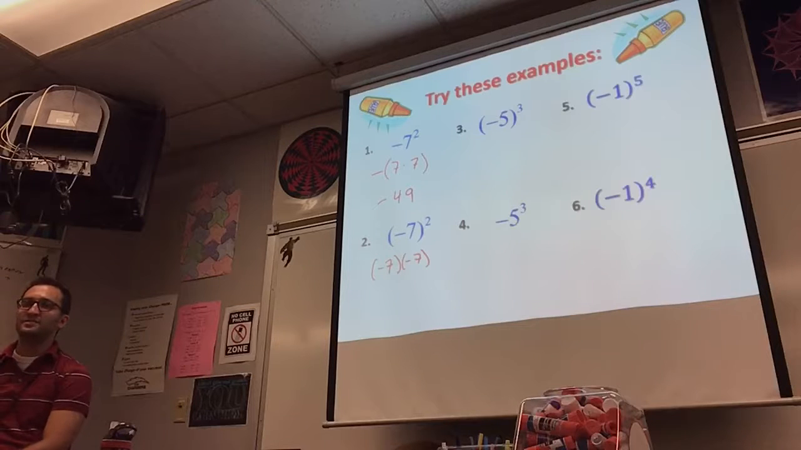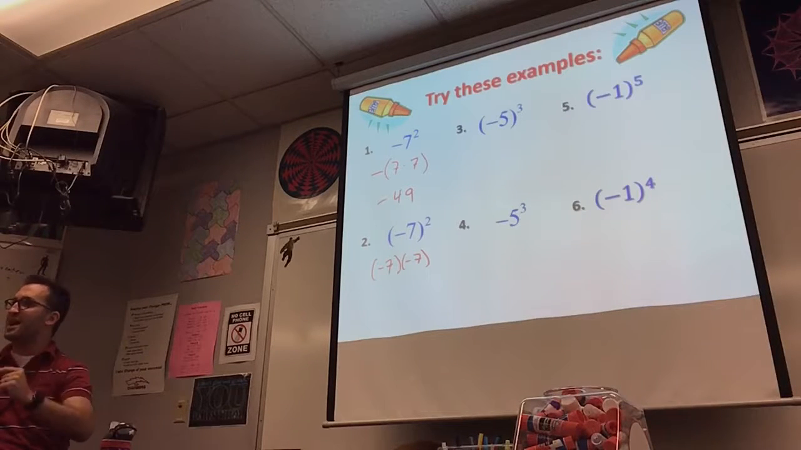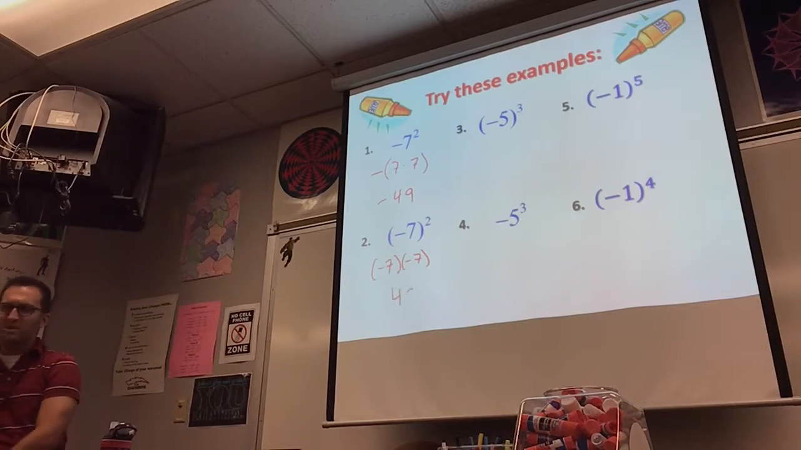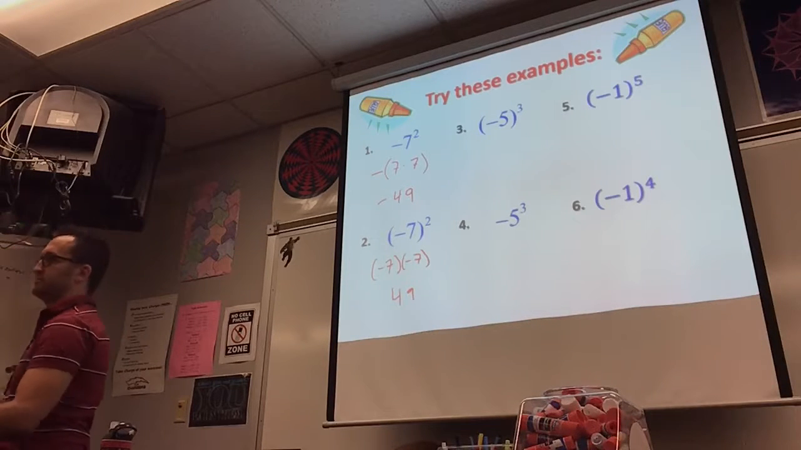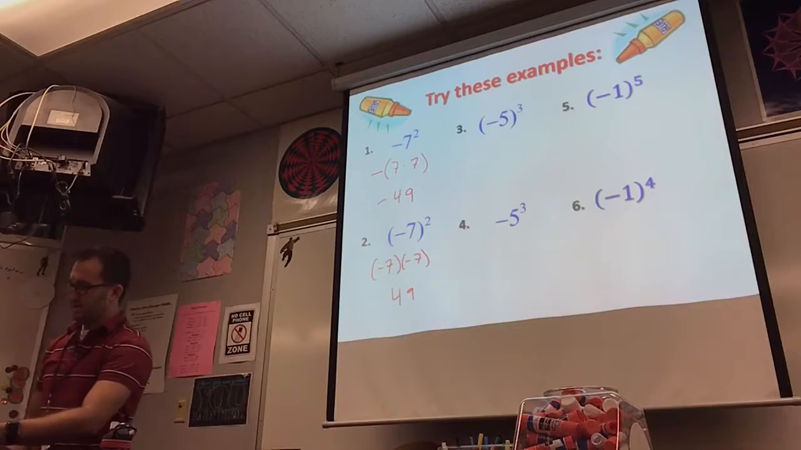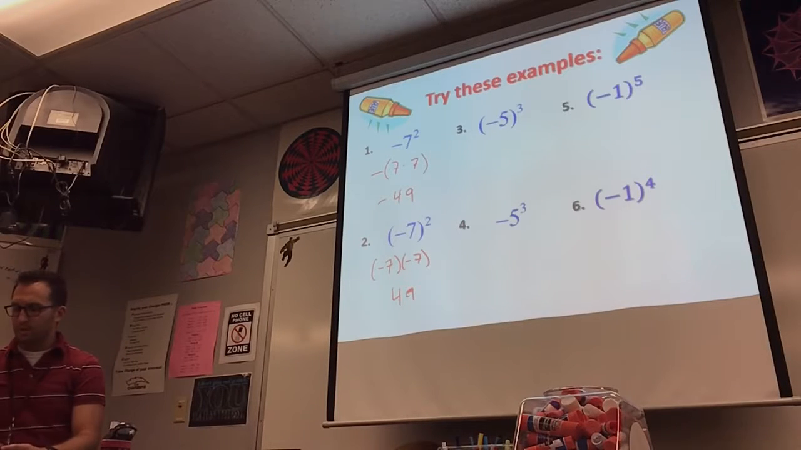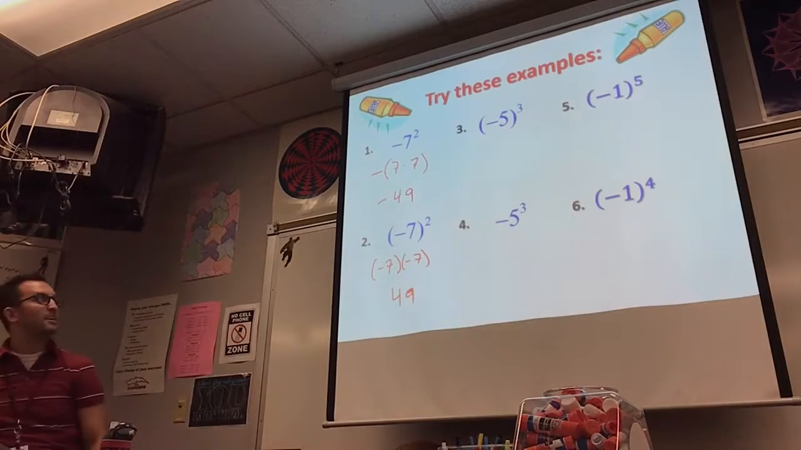And now it's negative 7 times negative 7. Same sign, positive 49. Oh yeah, it's a good song. So notice the difference between number 1 and number 2. We'll keep that in mind.